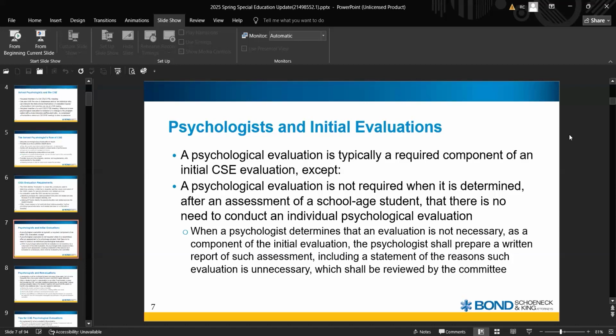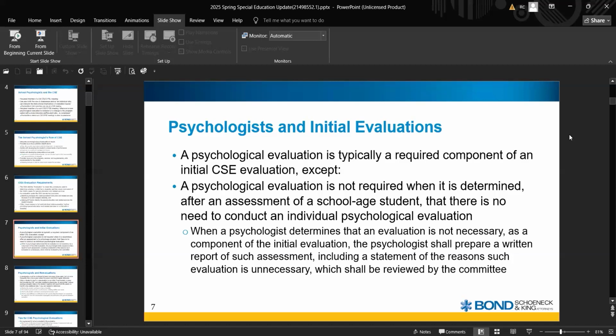I've seen districts do this in situations where parents have submitted a private neuropsychological or psychological evaluation, and teams have said, well, that has everything we need. We don't have to conduct any additional testing. But the risk with doing it that way is it's very difficult to say that you disagree with any of the recommendations in that private evaluation if you have not conducted your own or gathered your own evaluative data.